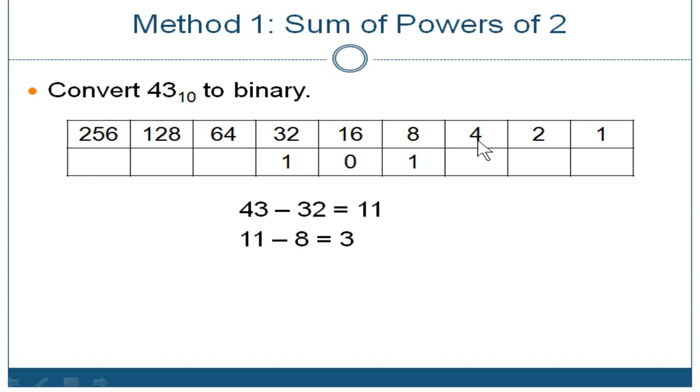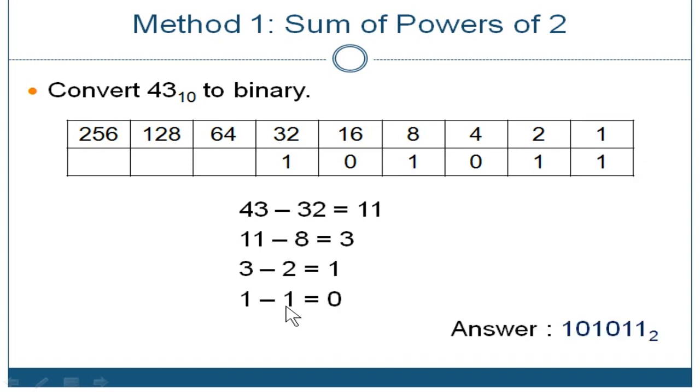Then you have 4 and 2 as the closest numbers. Since 4 is greater than 3, you cannot use 4, so you put 0. But you can use 2 because it is smaller than 3. So you write 3 minus 2 equals 1. Since you used 2, you put 1 below that. Then the final answer is 1, which is subtracted by 1. So 1 minus 1 equals 0. Since you used 1, you put 1 below that.